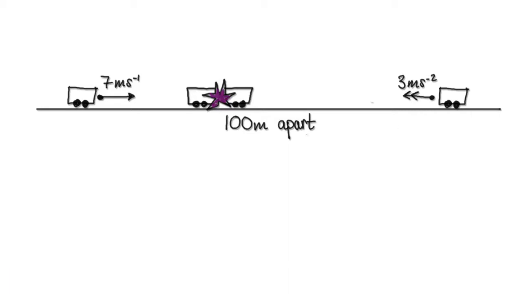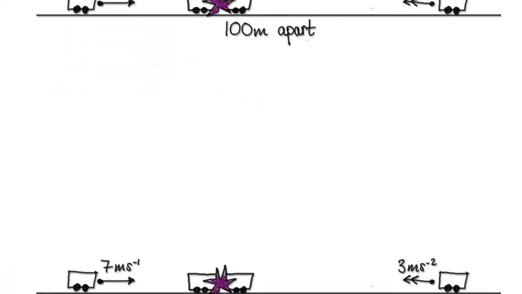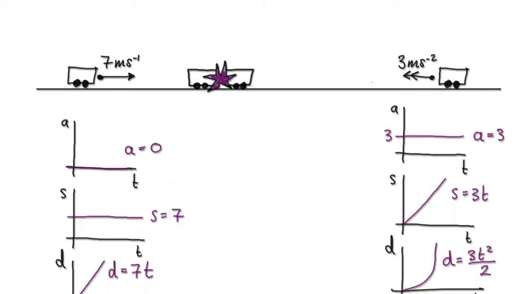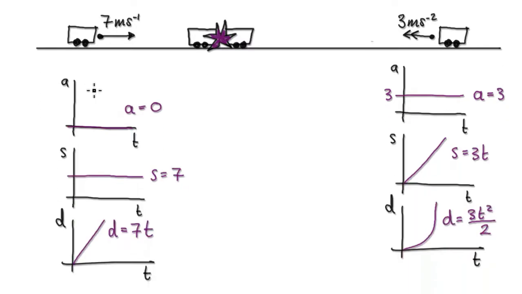Okay, so to do this, draw the three graphs for each car. For this car we'll draw the acceleration time graph. The acceleration will be 0. Draw the speed time graph for this car. It will look like this, because 1 second later the car would have done 7 meters. The speed will be 7, and another second later the speed will be 7. It will look like this.